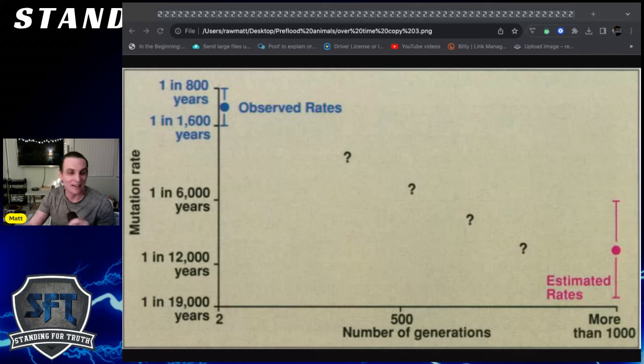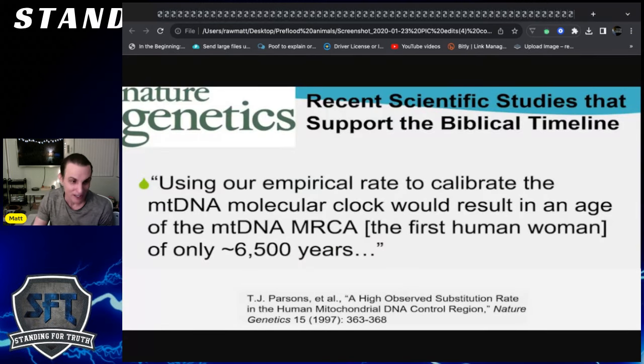They base it on the assumption that the fossil record must be true because evolution must be true. But yet when we look at the observed rates, they're much higher than the evolutionary assumption rate, because the evolutionary assumption rate is not true. And we look at the mitochondria, we see going back all the way into the 90s, some of the earliest studies already showed us that the mitochondrial Adam and Eve lived about 6,500 years ago. One of the largest studies ever done. It was actually replicated the following year.